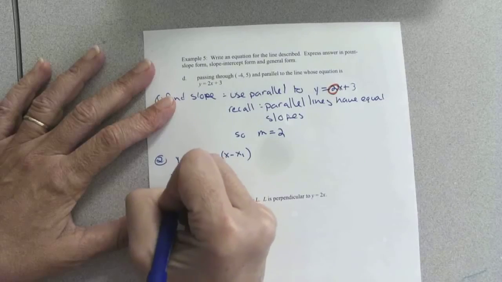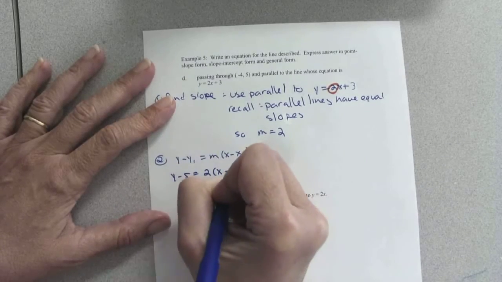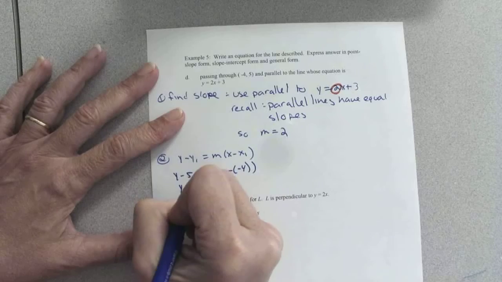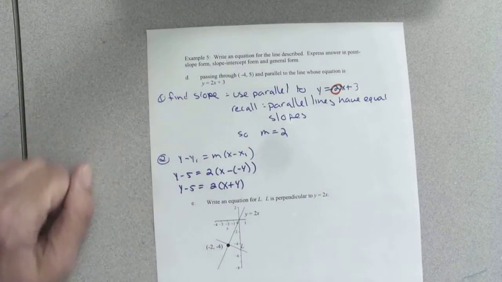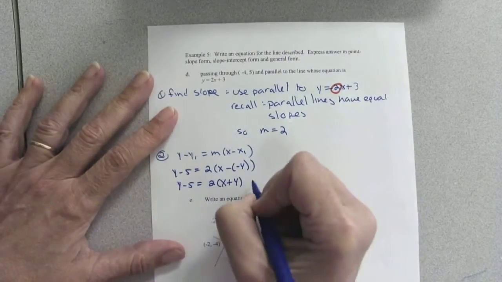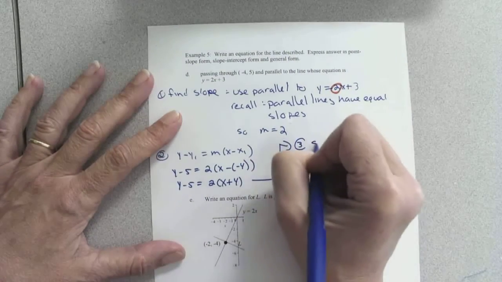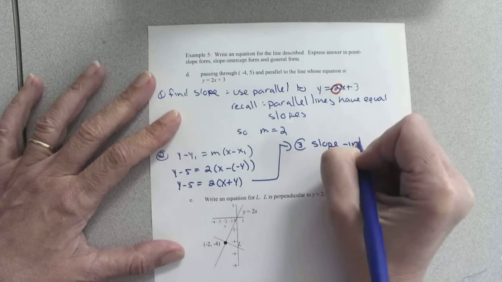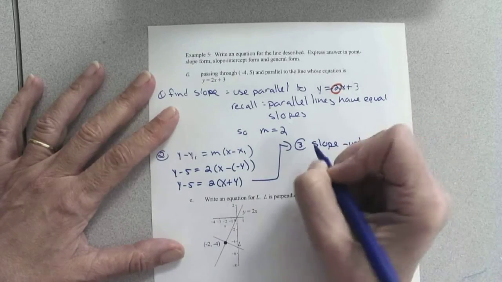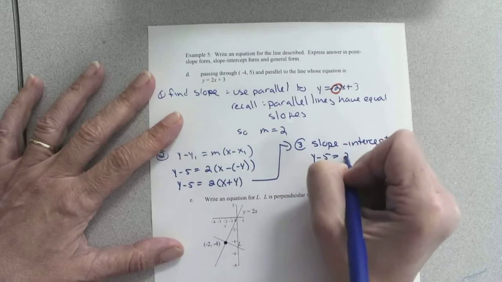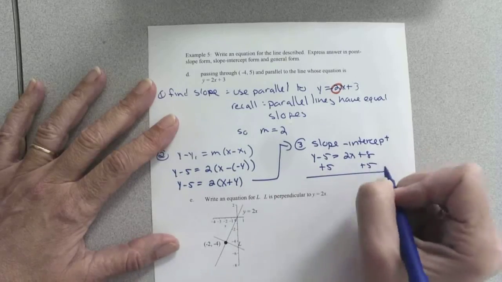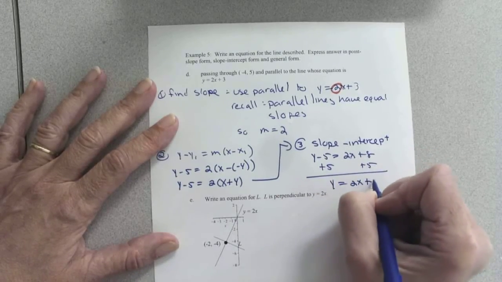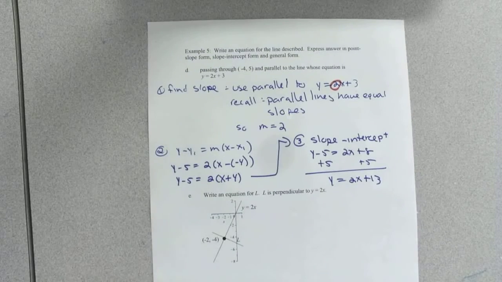So what do we got? y minus 5 equals 2 times x minus negative 4, and that's y minus 5 equals 2 times x plus 4. So there's my point slope. And then slope-intercept: y minus 5 equals 2x plus 8. Add the 5 to each side, y equals 2x plus 13. And then you can do general form too. I don't care about general form, so I'm not going to do that.